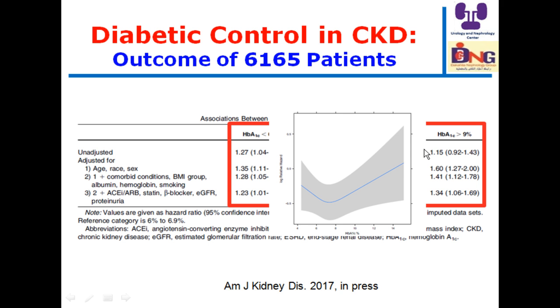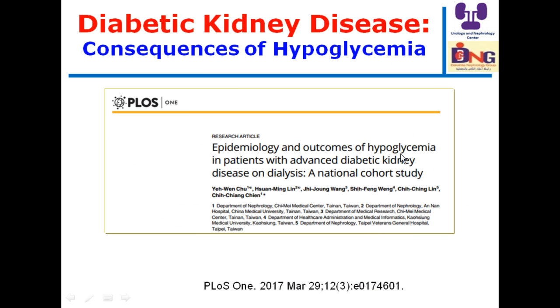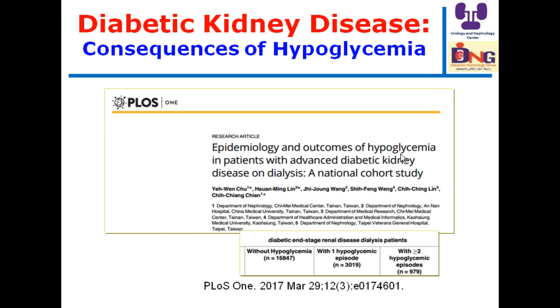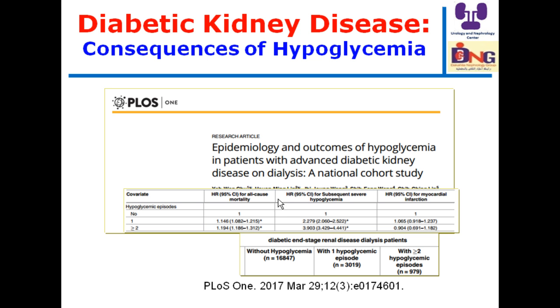Again, hypoglycemia is very important. It's a very nice study, including a large number of patients. No hypoglycemia in 16,000, one episode of hypoglycemia in 3,000, and more than one episode in 1,000 patients. Here you can see if there is hypoglycemia, mortality increases, and if the hypoglycemia is repeated, mortality even doubles or triples. So we should be careful about hypoglycemia.